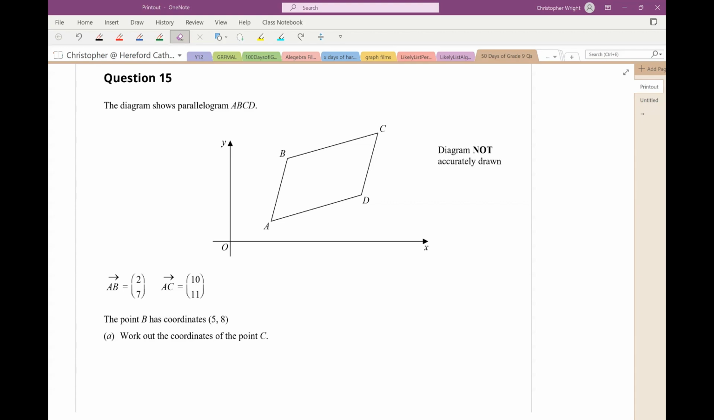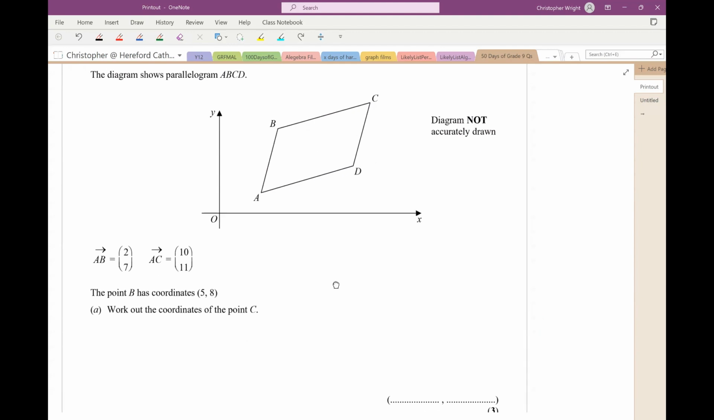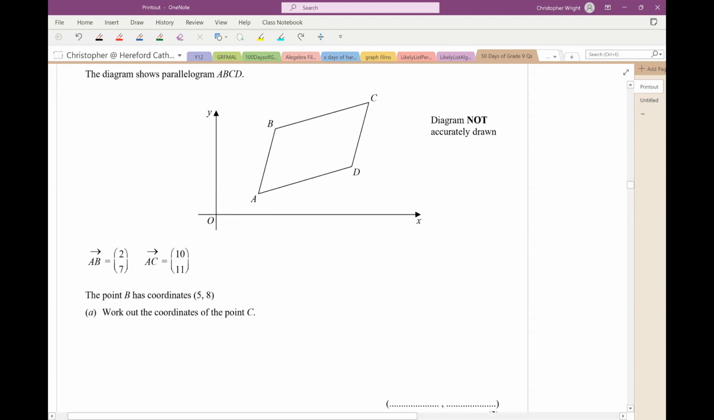Question 15. Now this looks like a question involving vectors. Let's have a look. We've got a parallelogram, A, B, C, D, and we're told the vector from A to B, that's here, is (2, 7), and we're also told the vector from A to C, that blue vector there, and that blue vector is 10 along and 11 up.